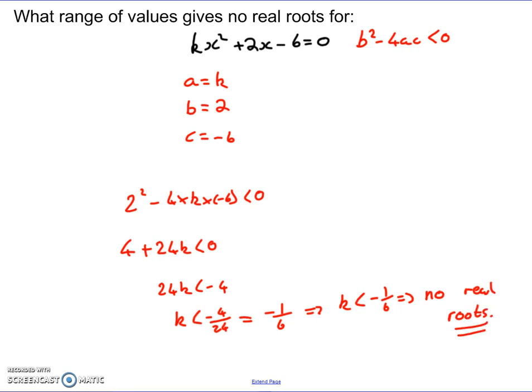We're able to do it for any of those. We have to just remember the condition on our roots. If we're after 2 real roots, it's going to be bigger than 0. If we're after 1 repeated root, it's equal to 0. And if we're after no real roots, it's got to be less than 0. We have to figure that out.